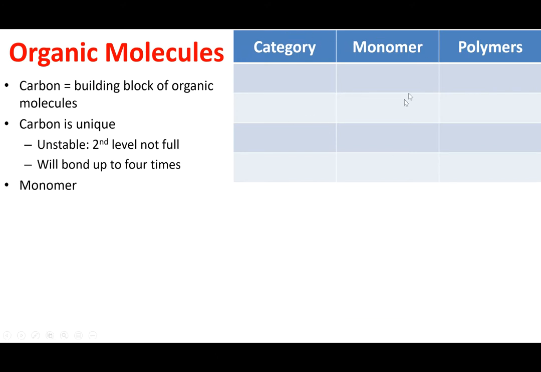Okay, so here's that table, right? Again, we're talking about organic molecules. And we said before that carbon is the building block of organic molecules, and carbon is unique. The second level is not full, that makes it unstable, and it'll bond up to 4 times. Now, here's a new word, monomer. Monomer is a simple building block, right? And a monomer is the building block that builds bigger molecules. You're going to hear this word a lot. Mono means one, right? So monomer means one molecule.